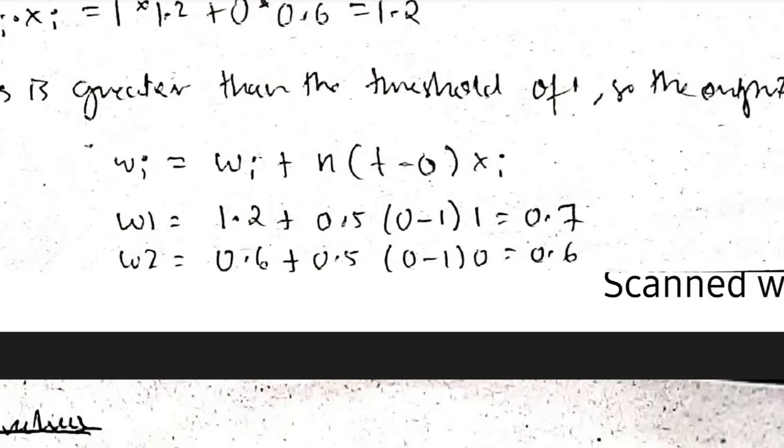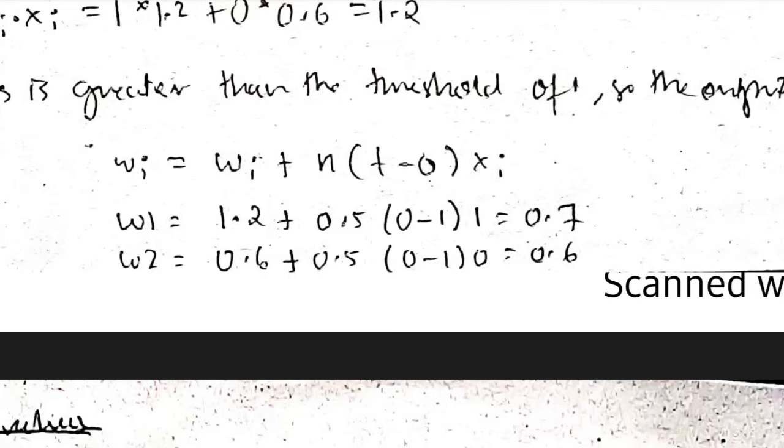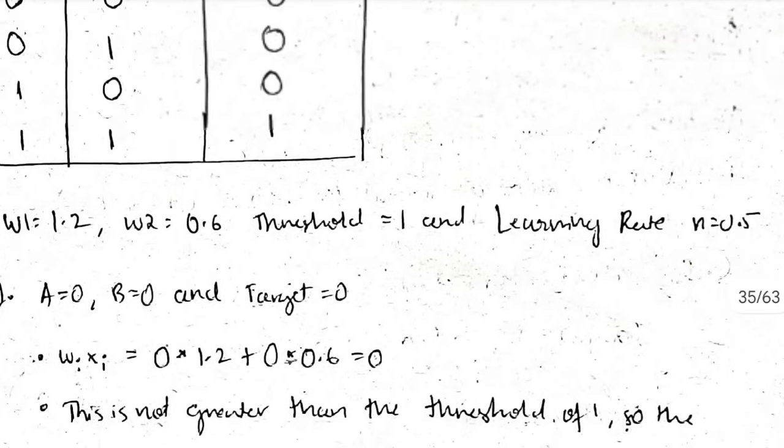n is the learning rate. This is the wi value, that I will be adding to this one. I've just done it in one step only. So n is the learning rate that we have taken as 0.5 initially. See here, the learning rate I have taken as 0.5. You can take any value here. We'll be multiplying it with t minus o. T minus o: the target value is 0.